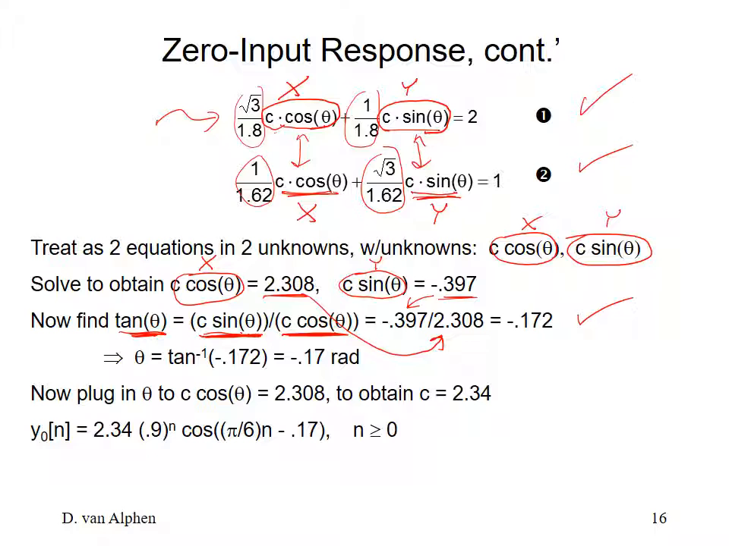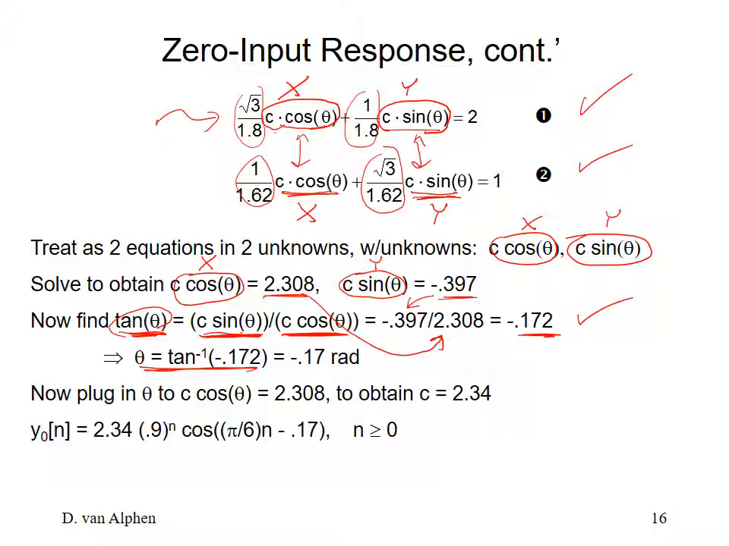Okay, now you might say, well, that's fine, but I still don't know what theta is. But if we know the tangent of theta is negative 0.172, and we take the arctangent, then theta is the arctangent, or inverse tangent, of negative 0.172. It turns out to be about negative 0.17 radians.